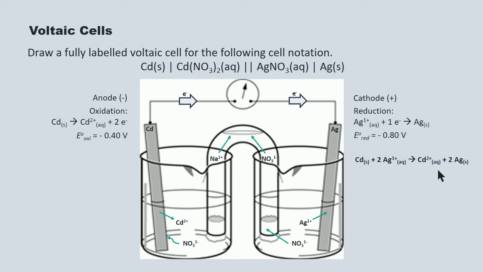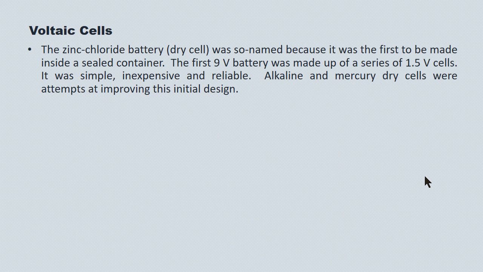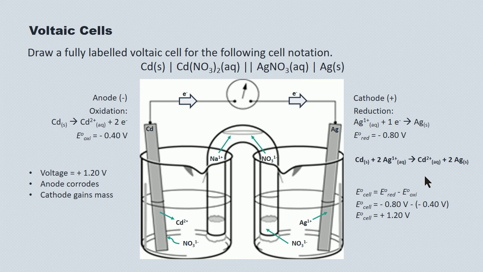Here's the overall redox reaction. And the cell potential, to determine the potential difference of the battery, we subtract the cell potential at the cathode minus the anode. In this case, the cell's got a potential difference of positive 1.20 volts.